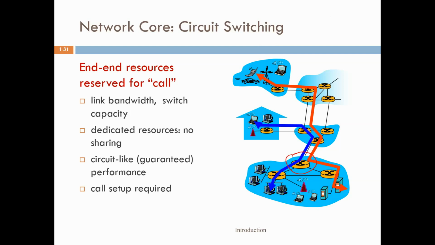Part of them will be reserved for the blue connection. Part of them will be reserved for the red connection. And so this is how circuit switching works. It works by resource reservation, which means that before you can actually use the shared resource, you have to reserve the resources themselves. This is why we call it circuit switching, because once the resources are reserved, they belong to you. No one else actually shares them. No one else can use them until you release the call.